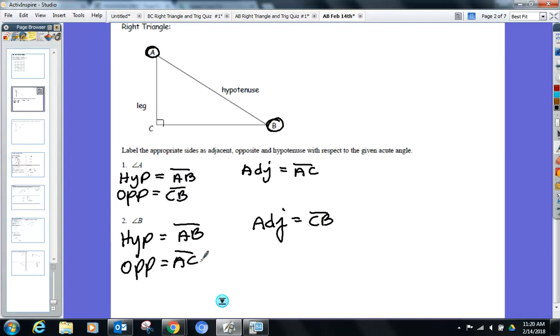I will never have you go from the right angle. Anybody know why? If I said what's adjacent, what are you going to tell me? It could be either of the two legs, right? So we will always go from one of the two acute angles. We'll focus on never from the right angle, okay?